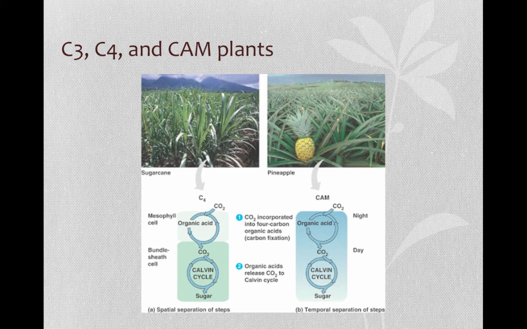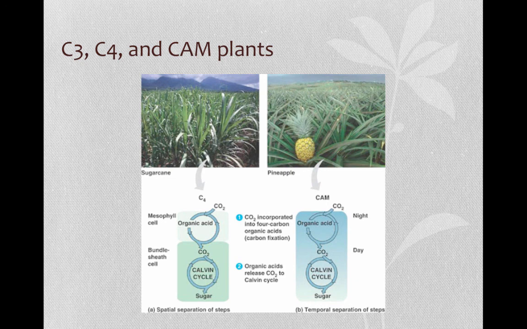So if the plants do the normal Calvin cycle, they're considered C3 plants because they make PGAs, which are 3 carbons. The plants that actually make the 4-carbon oxaloacetate and then produce CO2 from it are called C4 plants because oxaloacetate is a 4-carbon molecule. Corn and sugar cane are examples of C4 plants.